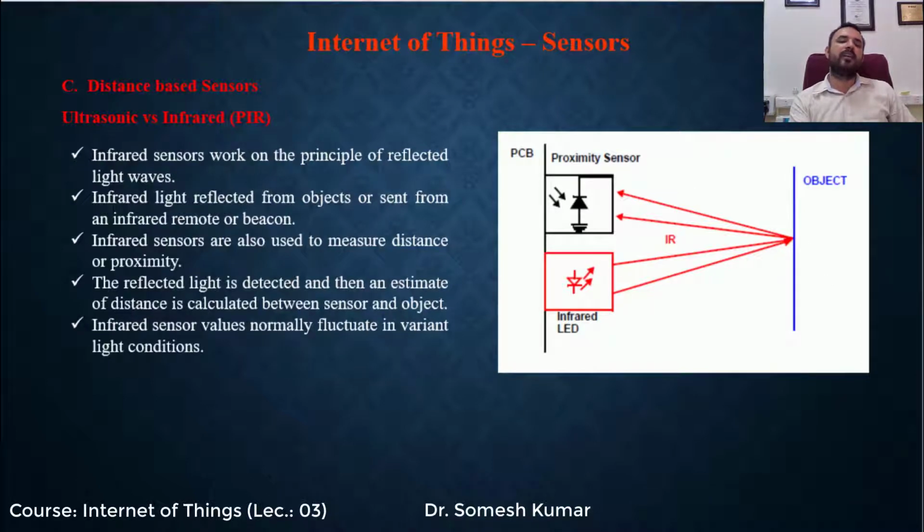Fine. So infrared sensor values normally fluctuate in various light conditions. So these are sensitive to the light condition. Fine.